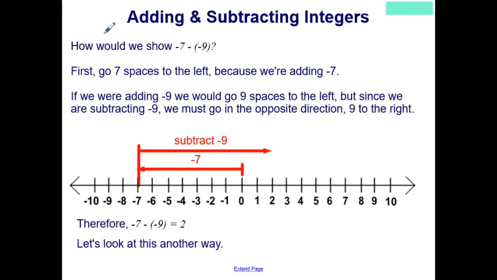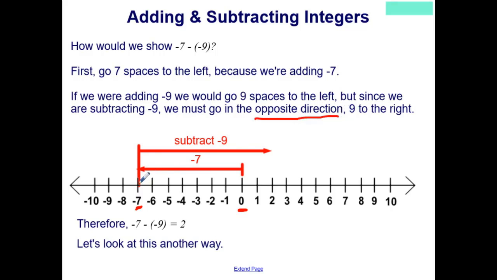So here's another example. How would we show negative 7 minus negative 9? First, from 0, we would go 7 spaces to the left, 1, 2, 3, 4, 5, 6, 7, arriving at negative 7 because we're adding negative 7. And if we were adding negative 9, we would go 9 spaces to the left, but since we are subtracting negative 9, we must go in the opposite direction, which is 9 to the right.